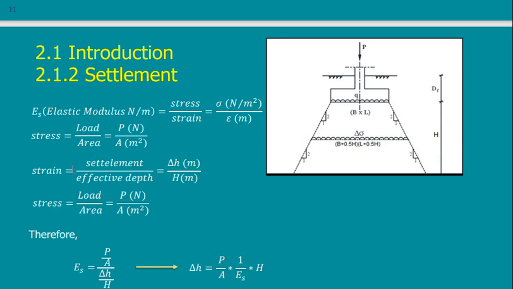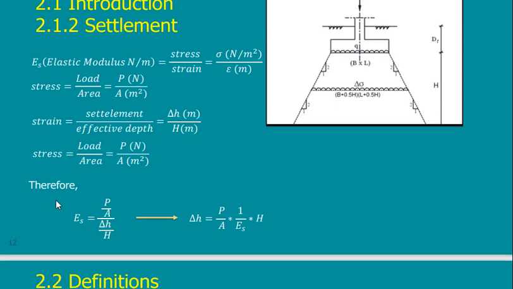So this is, as I said, stress, and this is strain. It's repeated here, I should remove it anyway. Therefore, if E is stress over strain, and I substitute for the stress and the strain, it will be P by A divided by delta H over H. This will end up with this equation.